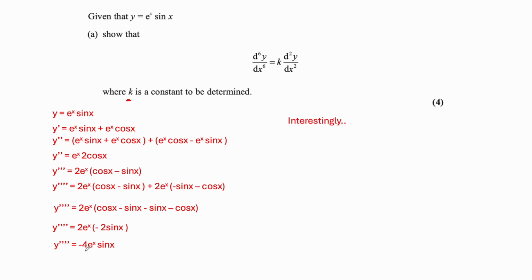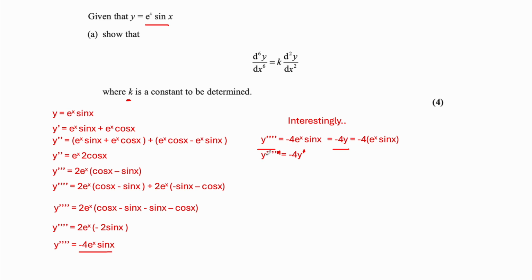And then interestingly, what we can see is that once we differentiate it 4 times, this looks very familiar to this. So y differentiated 4 times is essentially y times minus 4. So this equals minus 4. So we can say that y differentiated 5 times will give minus 4 times y differentiated once. Because obviously if we simplify this and get rid of that, this will just be the same as this, right? Y differentiated 4 times equals minus 4y.